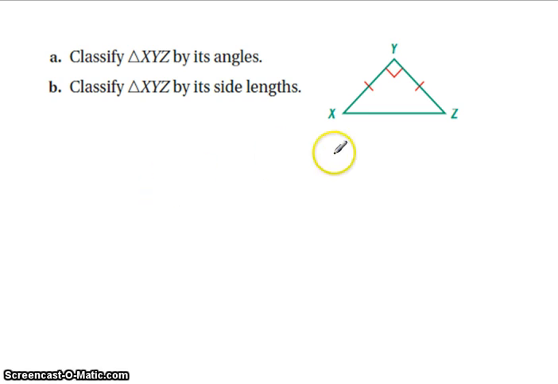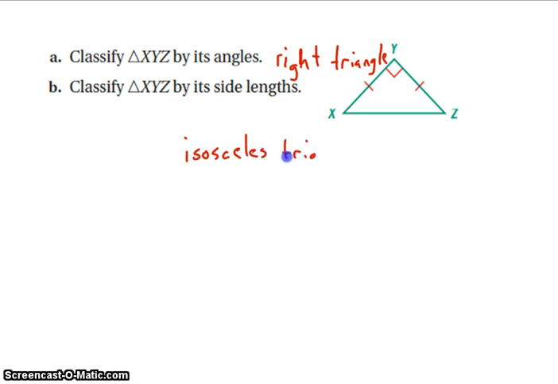If you're going to classify it by its angle, you'll recognize that there's a right angle here, and so all we have to know is that one right angle means that it's a right triangle. And then if we want to classify it by its side lengths, we see that these two are the same, so it has at least two side lengths that are equal. That means that it's going to be an isosceles triangle. So there's a right triangle and an isosceles triangle. So that's how you classify these triangles.